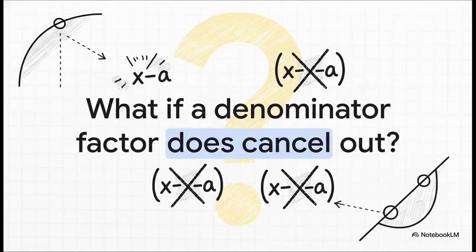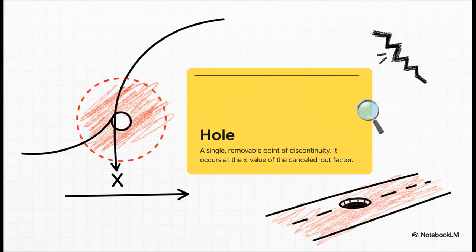All right, on to clue number 2. What if the opposite happens? What if a factor in the denominator does have an identical twin in the numerator? Well, they cancel each other out, obviously. But this creates a much more subtle and totally different kind of break in our graph. This creates what we call a hole.